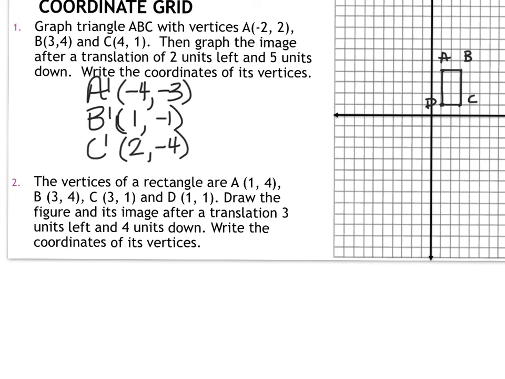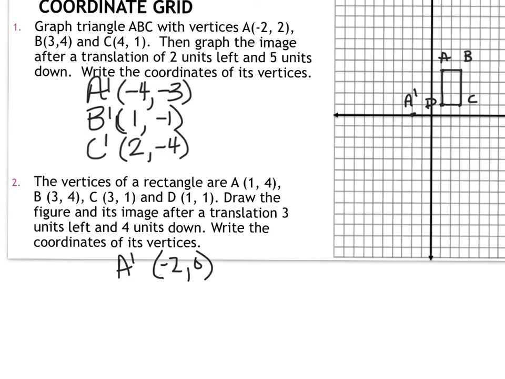Now we're going to make a translation of 3 units to the left and 4 units down. So again, we'll take each of the vertices and we'll go 3 left, so 1, 2, 3, and 4 down. 1, 2, 3, 4. And my new A is going to be right on the x-axis there. So my A prime will be negative 2, 0.